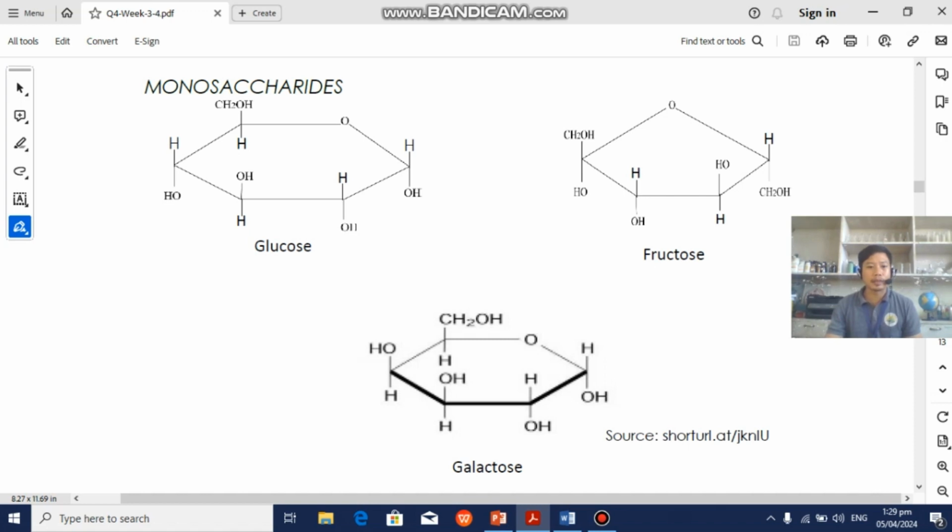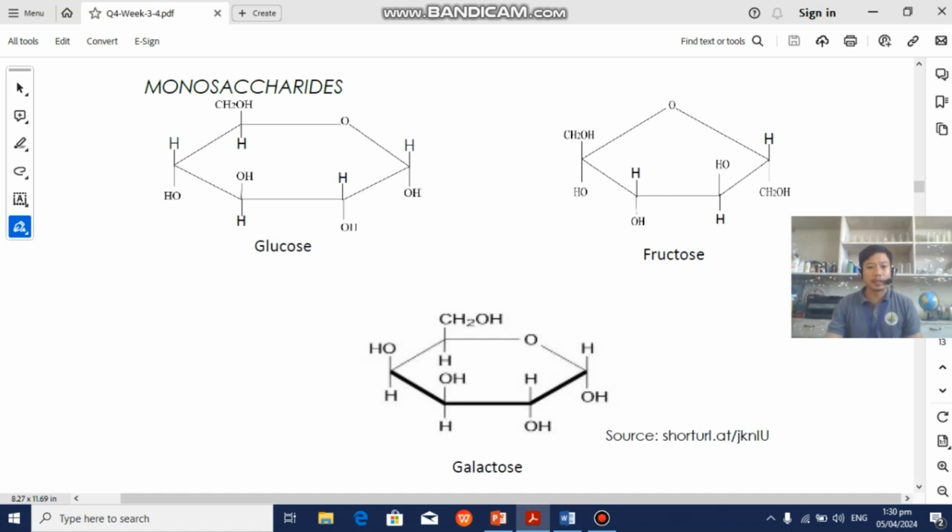But have you noticed the structural formula of its monosaccharides? Do they have the same structural formula? No, it's not. It is because glucose has 6 sides on its cyclic ring, while fructose has only 5 sides on its cyclic ring. So therefore, they have different structural formula, but they have the same elements present in their molecule.